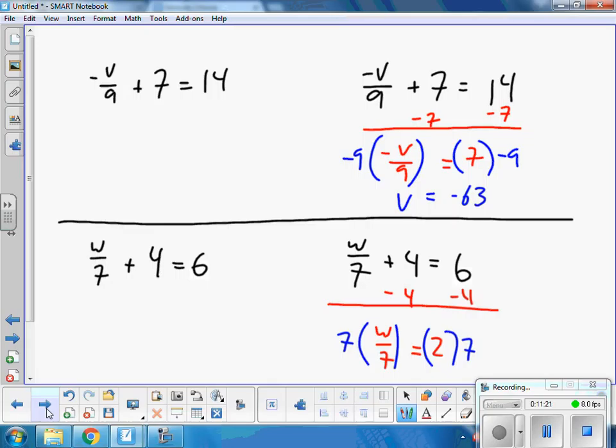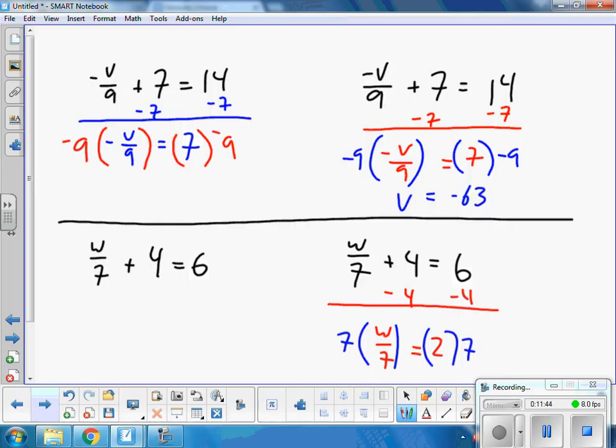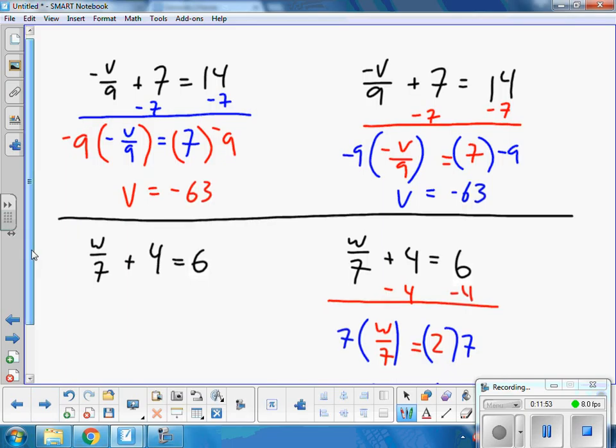So again, look at the side of the variable. I see I'm adding 7, so I'm going to subtract 7. I'm left with negative v over 9 equals 14 minus 7, leaves me with 7. I see that I am dividing by 9, so I'm going to multiply by 9 both sides. And there's that negative, so I'm going to bring that negative across. Negative 9 over negative 9 leaves me with a v equals 7 times negative 9 is going to be negative 63.